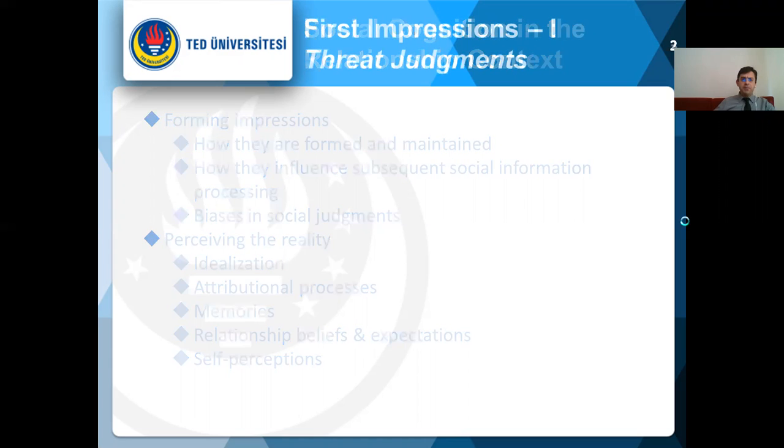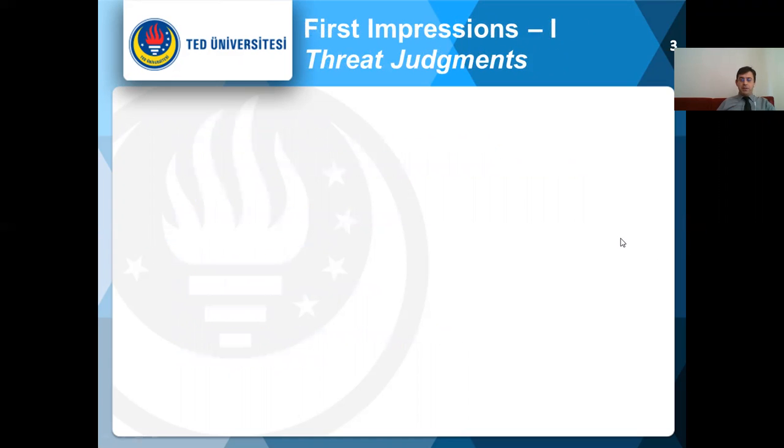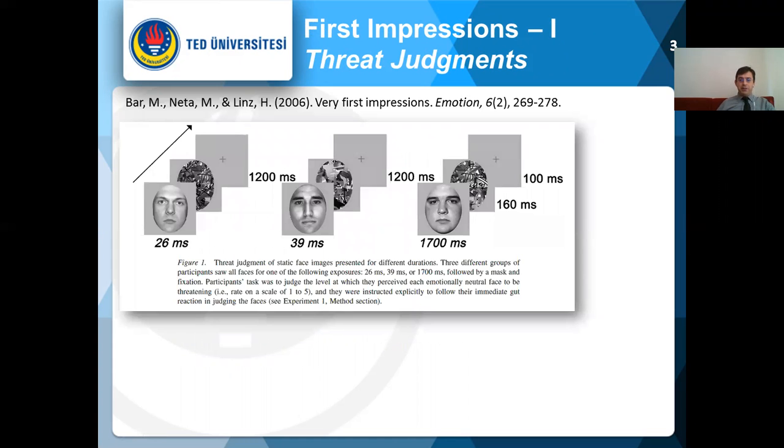So let's get started with first impressions. A first impression is a fast impression, first of all. What is a fast impression? A fast impression is an initial categorization of the individual that we are interacting with in our minds. We categorize people. On the screen now, you observe the experimental material that was used by Bar and Neta and Linz in their experimental study about forming first impressions, the very first impressions. You can find and read this paper. It's a very interesting empirical and experimental study about how we form our impressions.